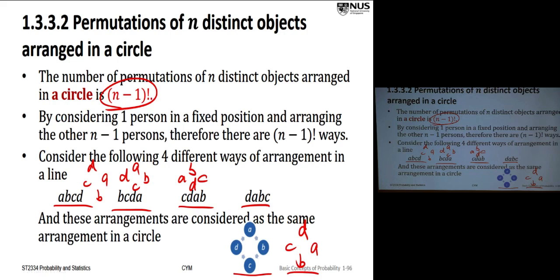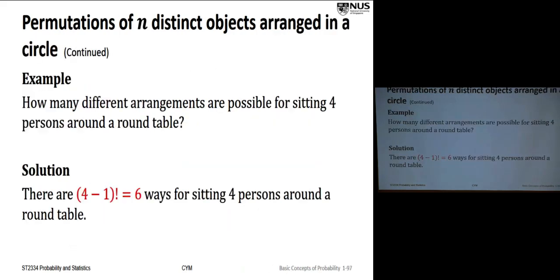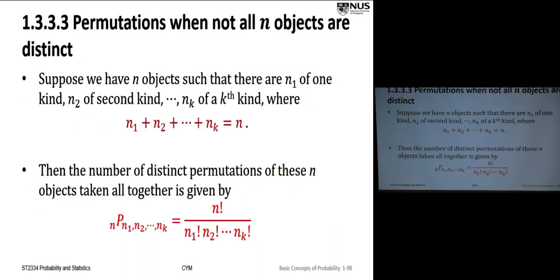Usually we will not have such questions, but you have to remember, once you put it in a circle, there are no more left end and right end. So it becomes a circle. So the arrangement will be the same if the relative positions are the same. All right, so example, straightforward.